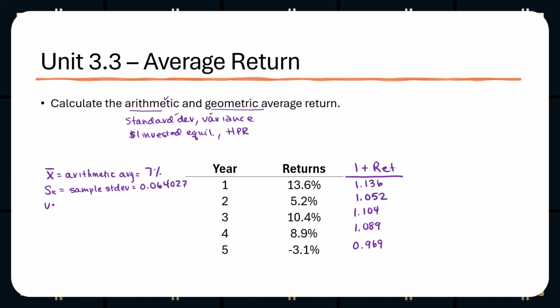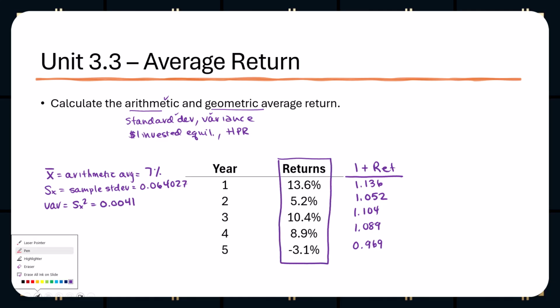So then to find the variance, we just square that number. And when we square that number, we find that the variance is 0.0041. So we have found 3 of the metrics that we need. And notice that those 3 metrics all focus on this column.